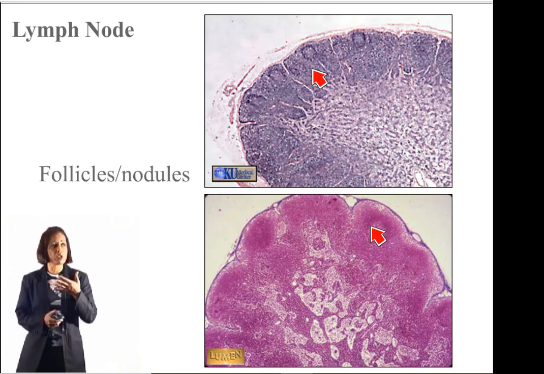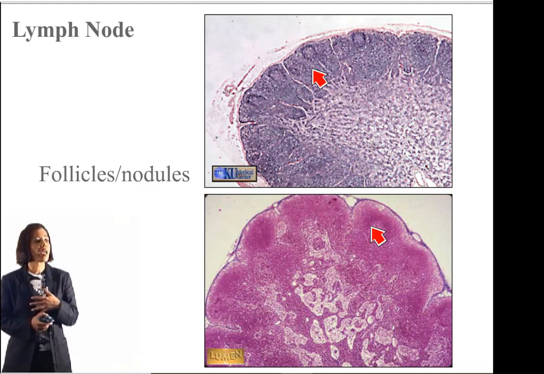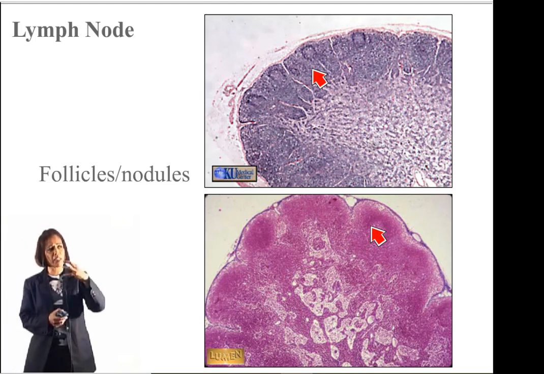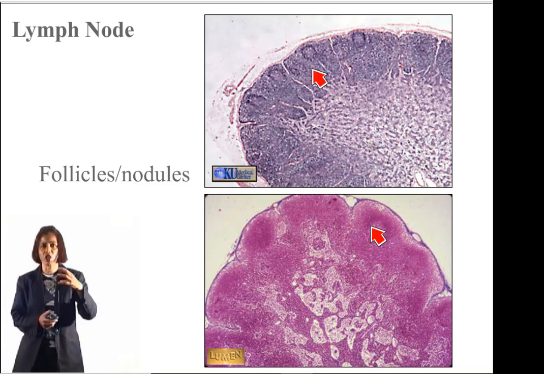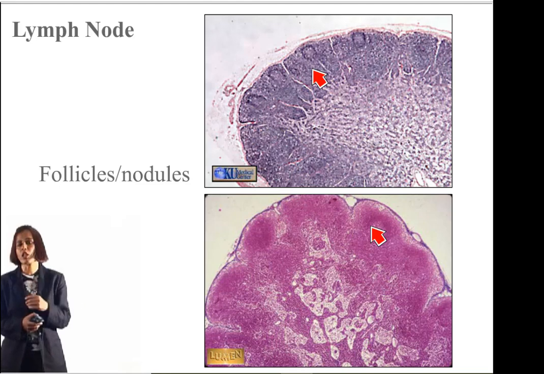and you see follicles and nodules present in the cortex, and these are aggregations of lymphocytes which form circles, or it may be a larger area, but all of this is concentrated in the cortical zone, which is why it stains dark.